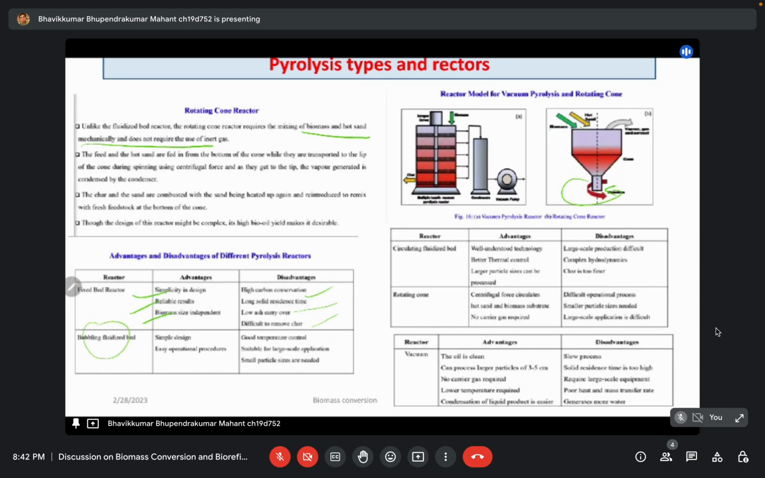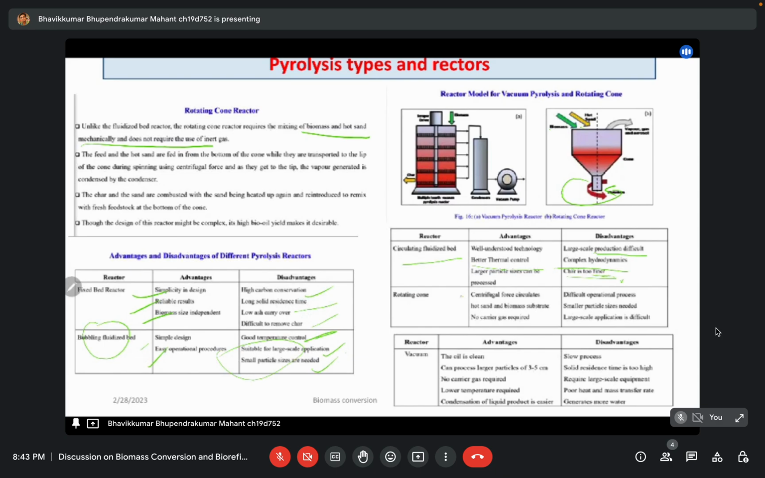If you talk about the bubbling or fluidized bed, it has simple design and easy operation. The disadvantage is that temperature control has some issues. You can't provide good temperature control all over the process. It is suitable for large scale applications, but small particle sizes are needed. Circulating fluidized bed is a well understood technology with better thermal control than the bubbling fluidized bed. Larger particle sizes can be processed, and it suits large scale. What are the disadvantages? Large scale production is difficult, since hydrodynamics will be complex. Charcoal is too fine, which has very restricted applications.